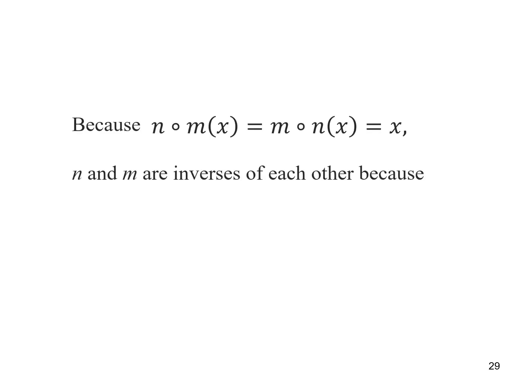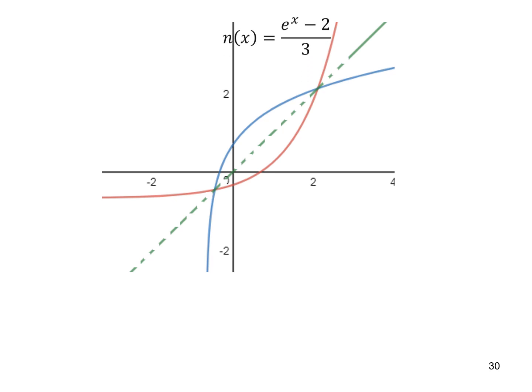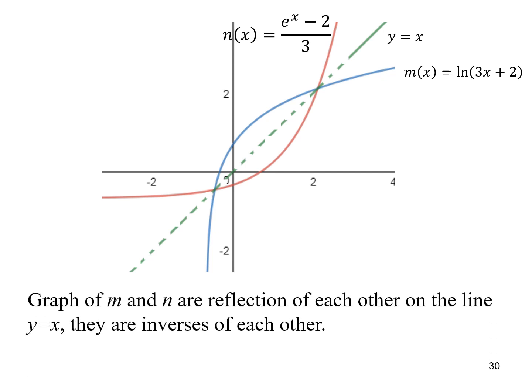Alright, so as a conclusion, for both of these questions, we get x. So we can say that n and m are inverses of each other because we use this definition, f of f inverse equals x. Alright, so this is a graph of m and n. They are inverses of each other, so they reflect on the line y equals x. So graphs m and n are reflections of each other on the line y equals x, so they are inverses of each other.